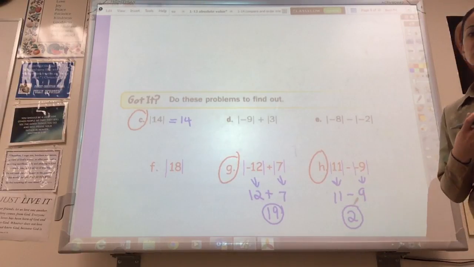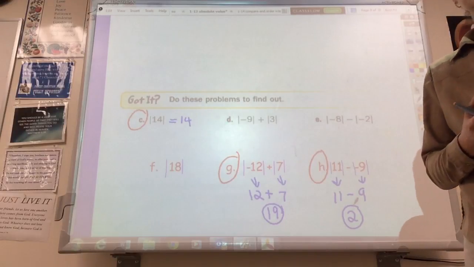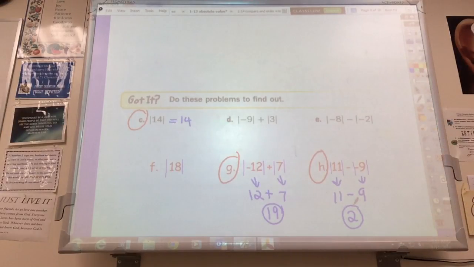We will practice some more with absolute value. We'll look at some more real-life examples and operating with absolute value tomorrow.